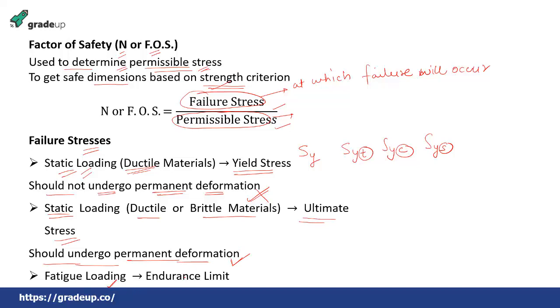And in the case of fatigue loading, the failure stress is the endurance limit. Simply note down that static loading is constant in both magnitude and direction with respect to time, while in fatigue loading there is a change, in magnitude or direction or both, with respect to time. A force that is not static, that is dynamic, is known as fatigue loading, and its failure stress is the endurance limit. We will look at that later.